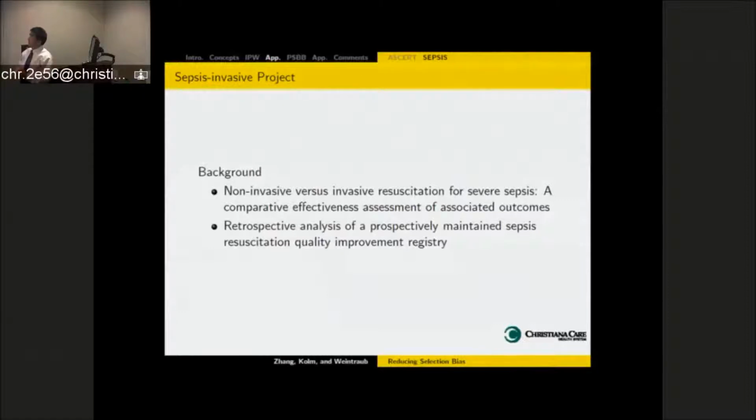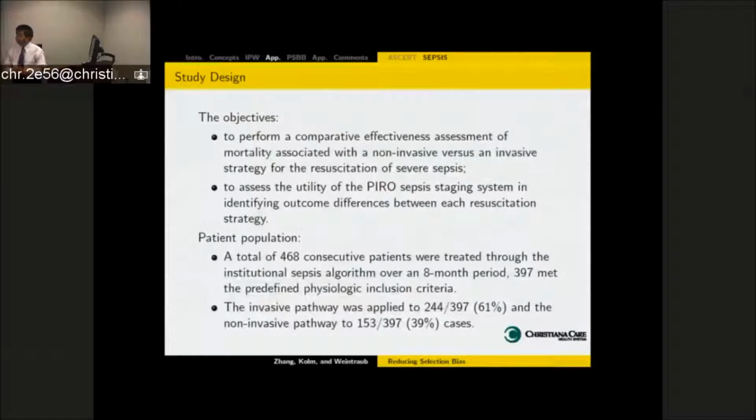We were looking at the sepsis inverse project. For severe sepsis, we have some non-invasive and invasive procedures. So we would like to look at the comparative effectiveness of associated outcomes, including mortality rate and other outcomes. This is a retrospective study from a registration data set. The purpose is to perform a comparative effectiveness analysis for mortality associated with non-invasive versus invasive strategies for severe sepsis. And we use a propensity score to look at the unifying.